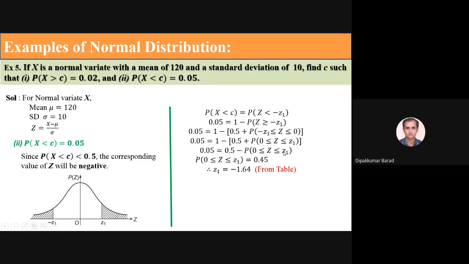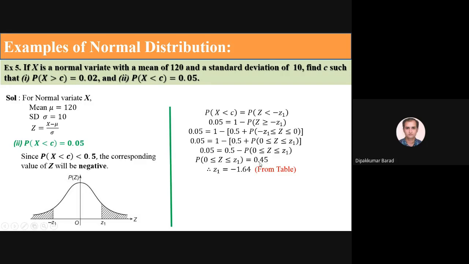Because of the symmetricity, we get z as positive, but in our case z is negative, so whatever z you get, you have to add a minus sign here. So this z is minus 1.64. I get a positive value of z from the table, which we get because of this symmetricity. So here your z is minus 1.64.